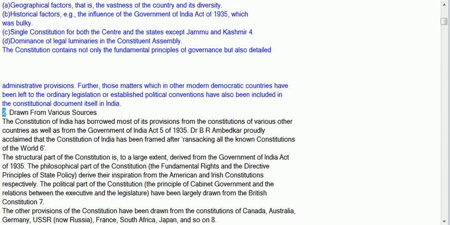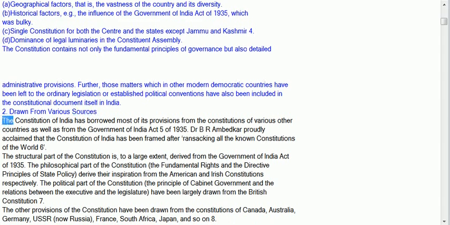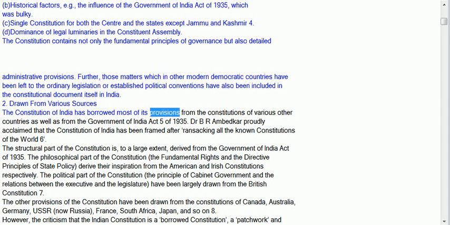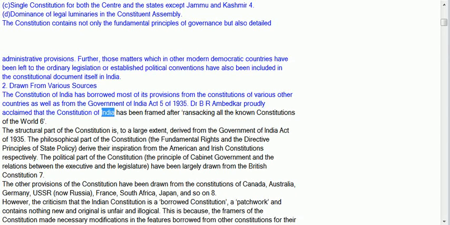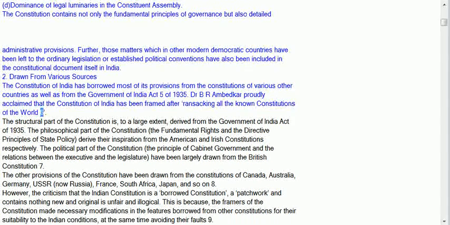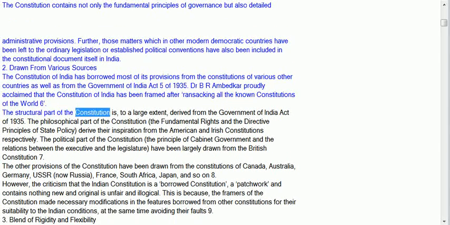2. Drawn from various sources. The Constitution of India has borrowed most of its provisions from the constitutions of various other countries as well as from the Government of India Act of 1935. Dr. B.R. Ambedkar proudly acclaimed that the Constitution of India has been framed after ransacking all the known constitutions of the world.